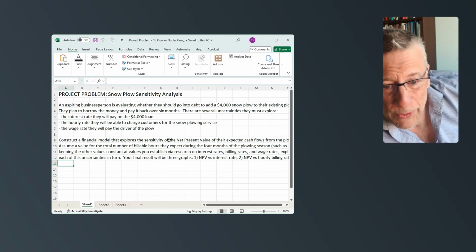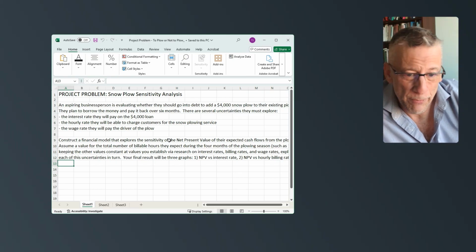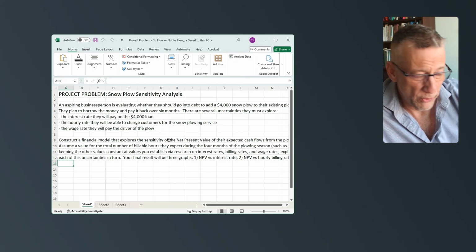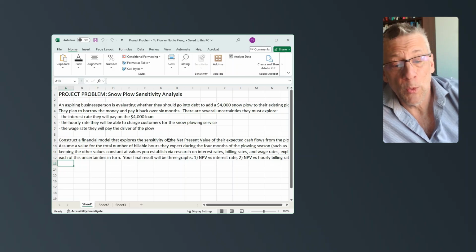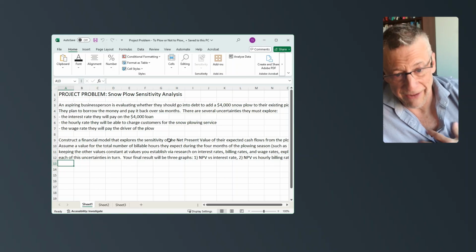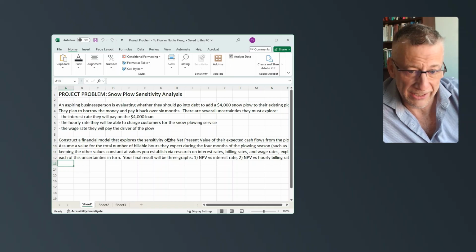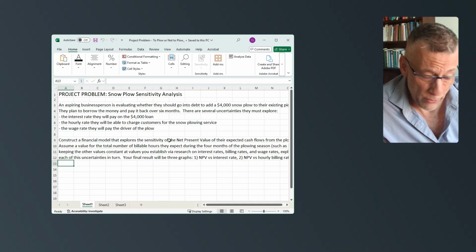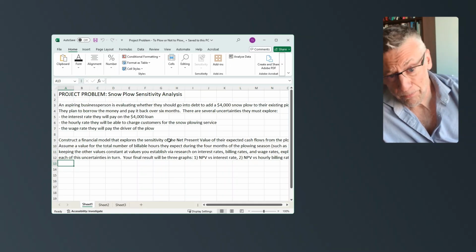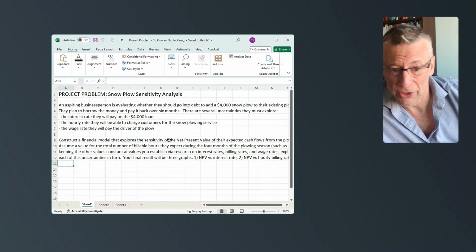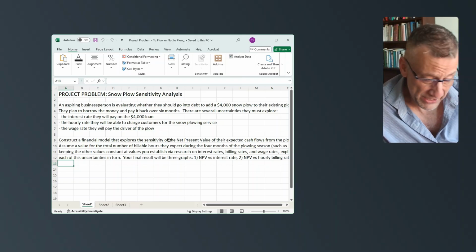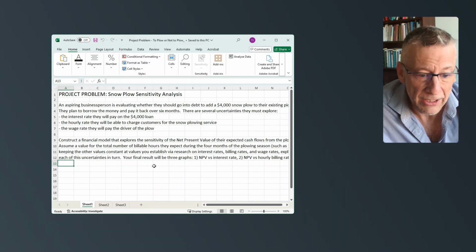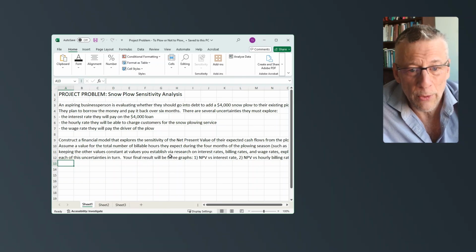They need to know a few things: the interest rate they're going to pay on the loan, the hourly rate they will be able to charge customers for the snow plowing service, and the wage rate that they're going to pay the driver. If they're driving, I suppose the wage rate that they expect to collect themselves. Finally, we don't know how many total hours they're going to be able to bill. Will it be a winter with a lot of snow or just a little bit of snow? And so all of these uncertainties can be explored in a model. And Excel is a terrific tool to allow us to do that.